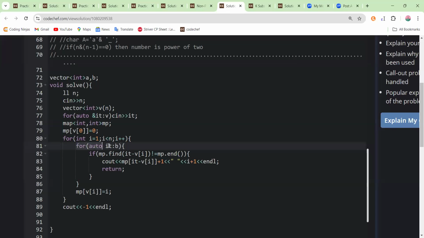So for that, you need to go to each and every possible composite number and check whether you can produce that composite number using this ith index number. If yes, simply print those. Otherwise, -1. Okay. So should we move on to the next question or does anyone have any doubt?